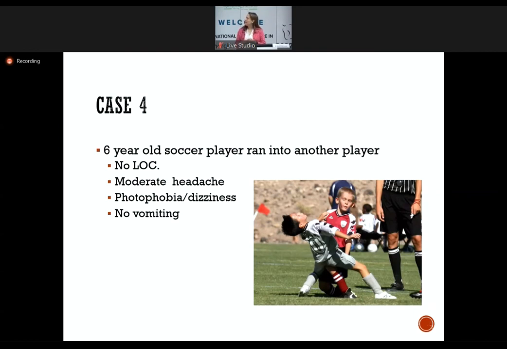And in my last case, we have a 6-year-old soccer player who ran head-on into another player. There wasn't any loss of consciousness, but the child does have a moderate headache. They're complaining of photophobia and dizziness, and they maybe have some nausea, but they haven't vomited. Their examination is normal, although they may have some difficulty on balance. And this is a lot of what we're seeing in our emergency departments for head injuries. This is a sports-related injury, but kids fall downstairs and run into other kids at the playground at school.